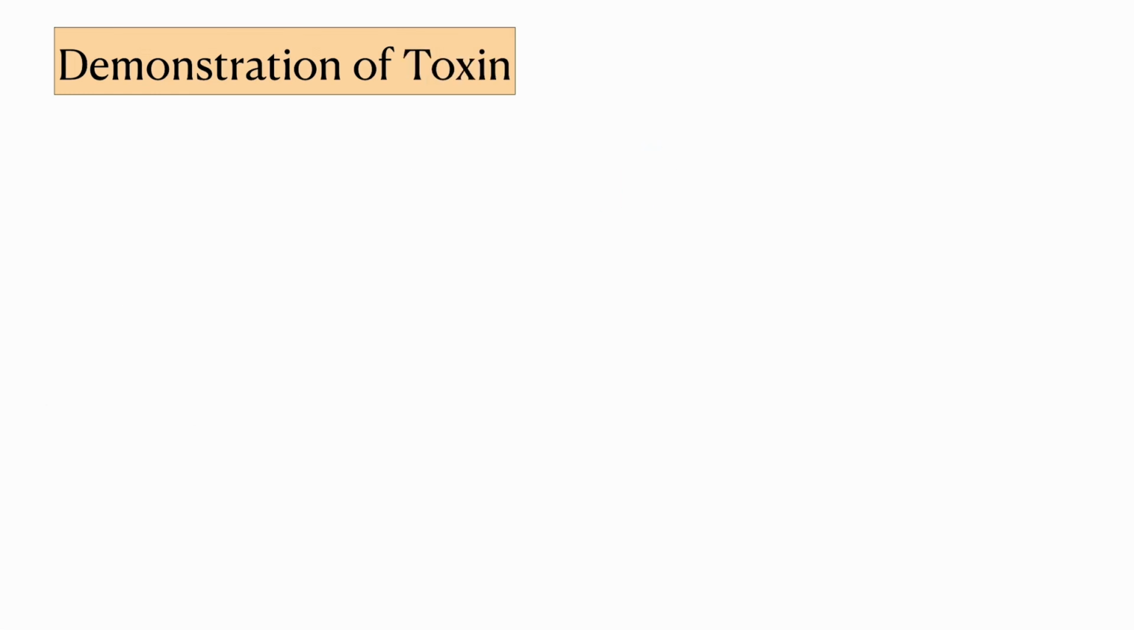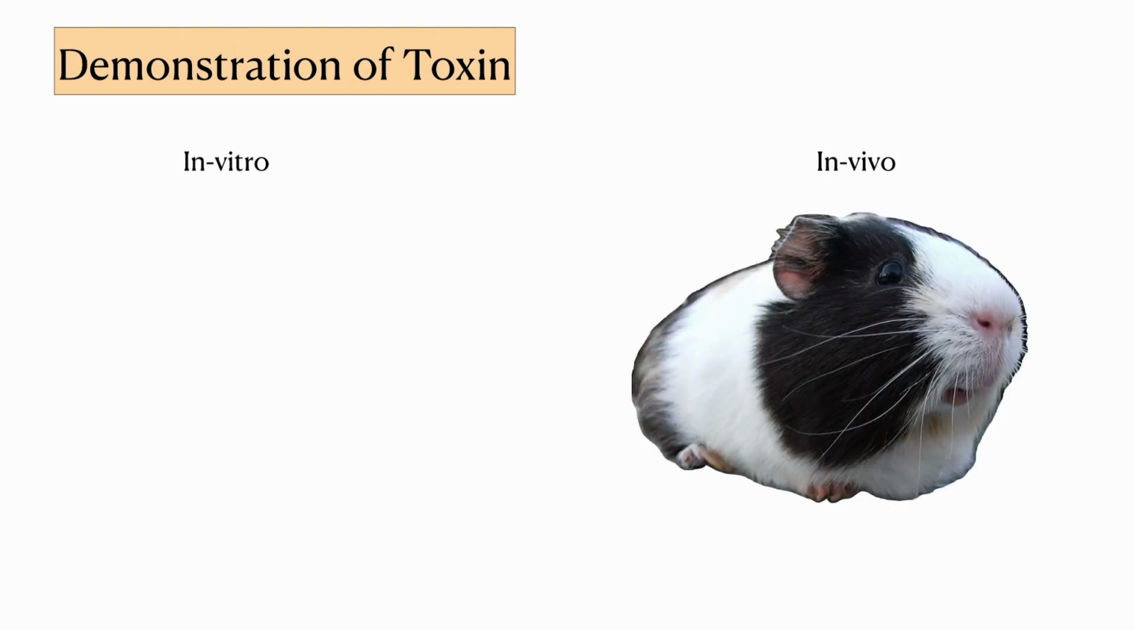Now let's come to the demonstration of toxin. The toxin can be demonstrated, as stated earlier, by in vitro and in vivo methods. In the in vivo method, we used to use this cute little guinea pig. Now this little guinea pig is crying. Guinea pig, we are not going to use you anymore, so goodbye for now, because we have some advanced technique.